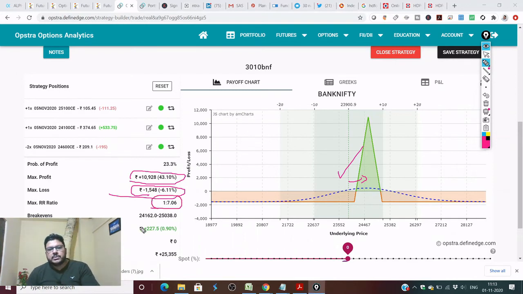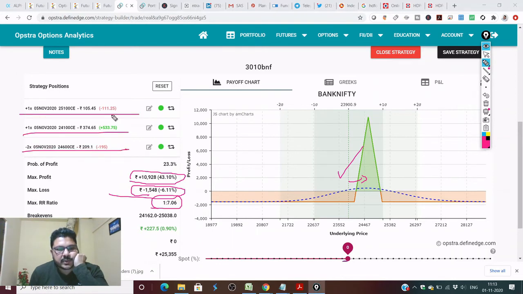These kinds of trades will give you a lot of confidence, and you can load in money into these kinds of concepts. I'm just putting one lot here, but if you have capital, you can put 10 lots, 1000 lots, as much as you can, because you're limiting your risk. This is the most important factor for you to become a successful trader.